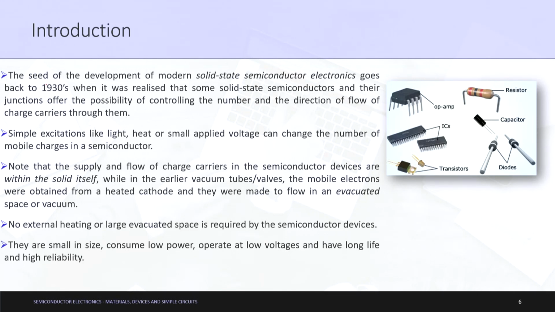So, the seed of the development of modern solid state semiconductor electronics, as the name suggests, solid state, as in we are trying to make things which are solid in nature. Let us try to break each and every word so that we can understand much more clearly what we are trying to understand in the subsequent points. The seed of the development of modern solid state semiconductor electronics goes back to the 1930s.